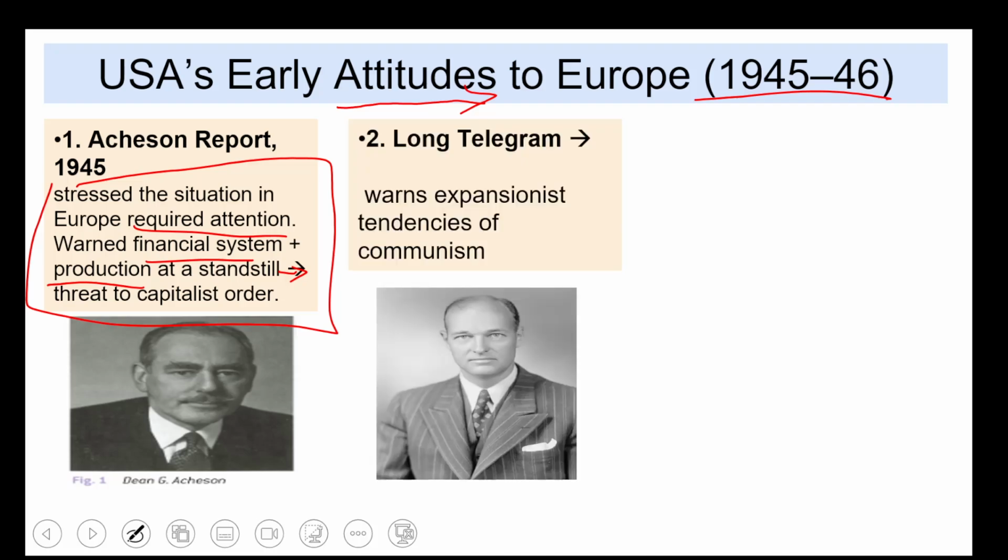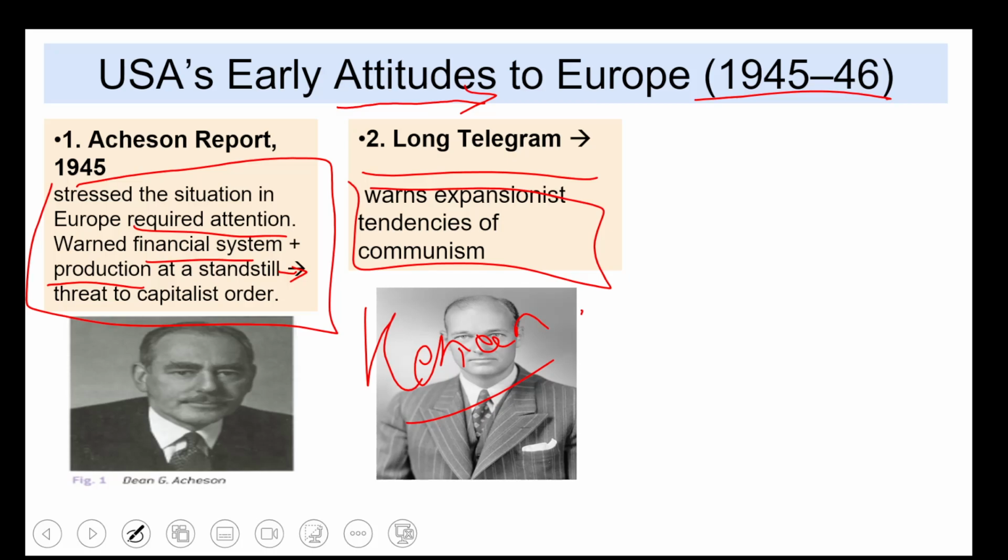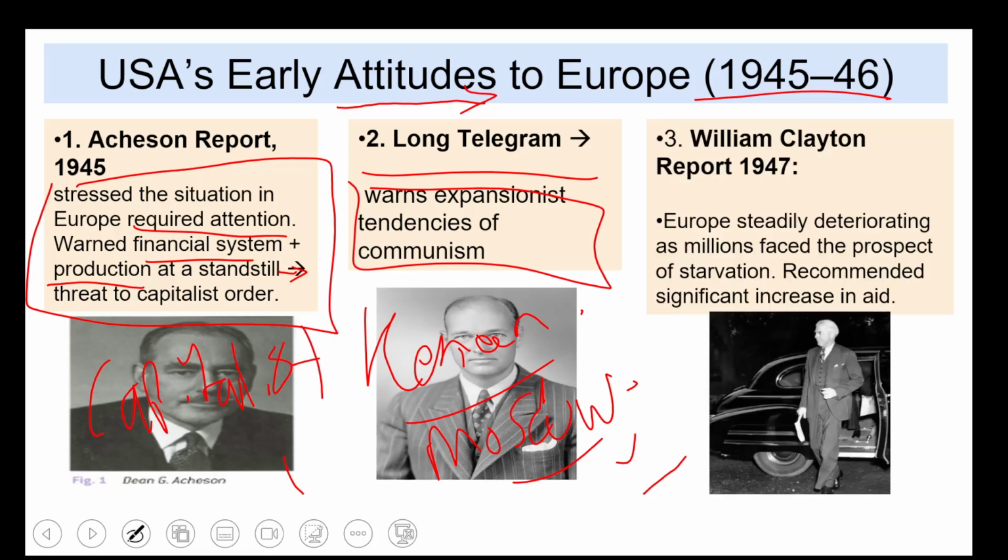I suppose the key warning we could say is ultimately the long telegram that we've already looked at. Of course, this is George Kennan, the key architect of post-war American foreign policy, which leads to the Truman Doctrine and the doctrine of containment. And that's important in warning of the expansionist tendencies of communism. But this isn't really focused on Western European and Central European economies. This is focused on the threat from Moscow. The difference between Kennan and these two we're going to look at is that these are focusing on capitalist economies and the threat there, whereas Kennan's, of course, focused on the communist angle.